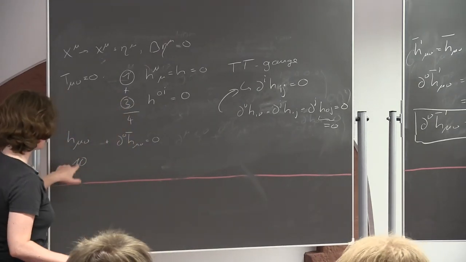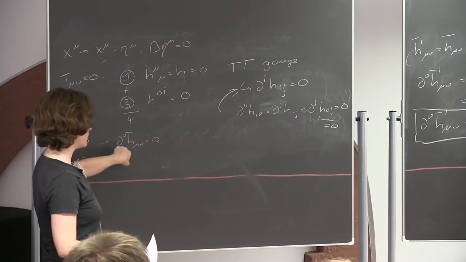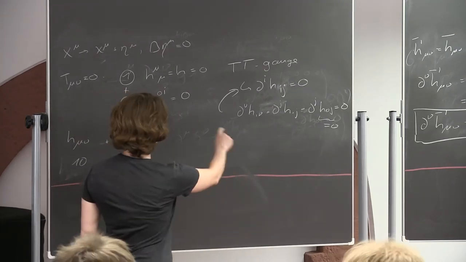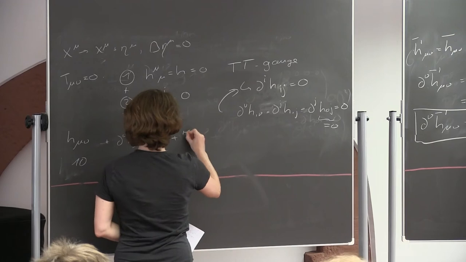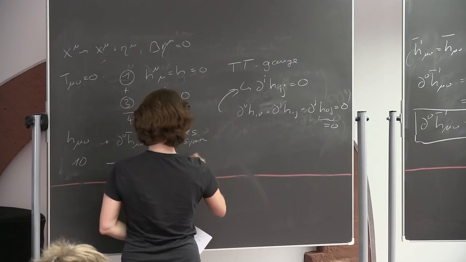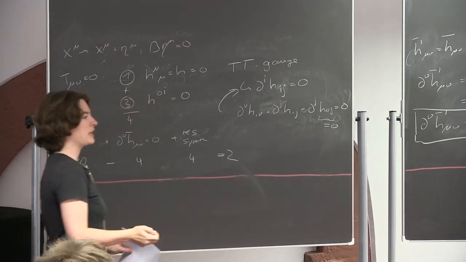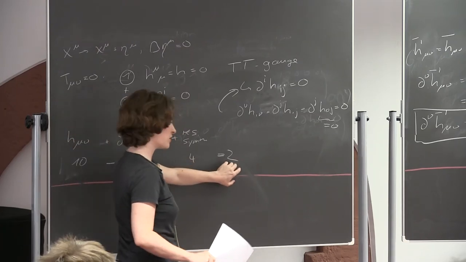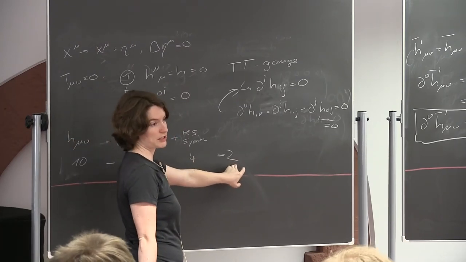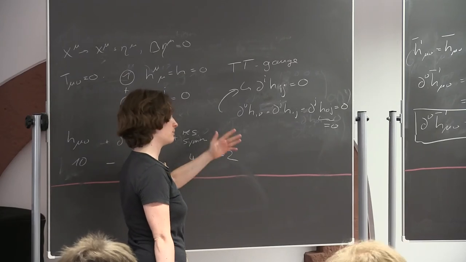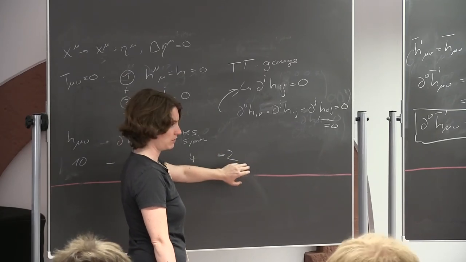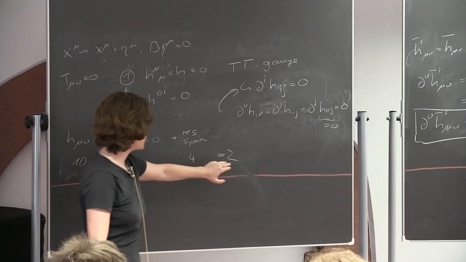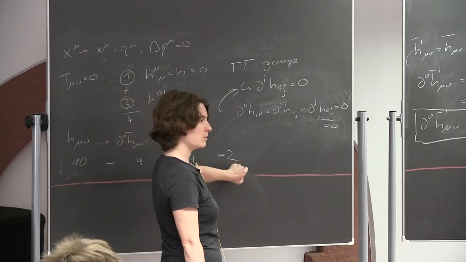Okay, so the counting exercise. We started here with 10. These are four equations, so minus 4. And then here we had another four equations from the residual symmetry, okay? So in total, we end up with 2 degrees of freedom, which is exactly the 2 polarizations of a massless spin 2 particle, which would be the graviton if you manage to quantize gravity. So these are essentially the 2 massless degrees of freedom associated with a tensor object.